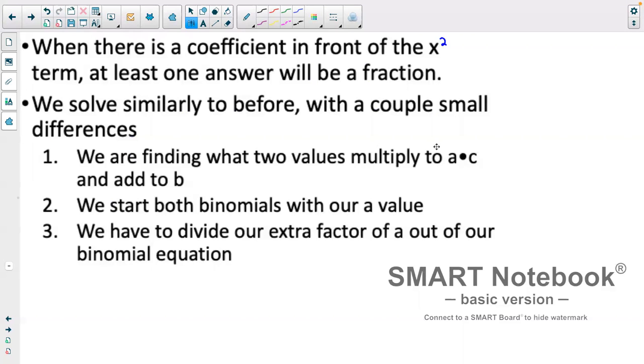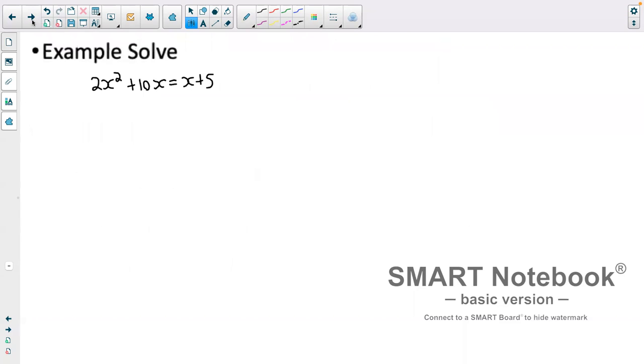Now in the end, you'll find out we have an extra factor of whatever our a value is that we have to divide out of the binomial equation. We can either divide it out of one binomial, or we can split up a factor and divide it out of both binomials. So for example, solve, we have 2x squared plus 10x equals x plus 5. So first thing I would do is move everything to one side. So I'd subtract x from both sides. I'd also subtract 5 from both sides.